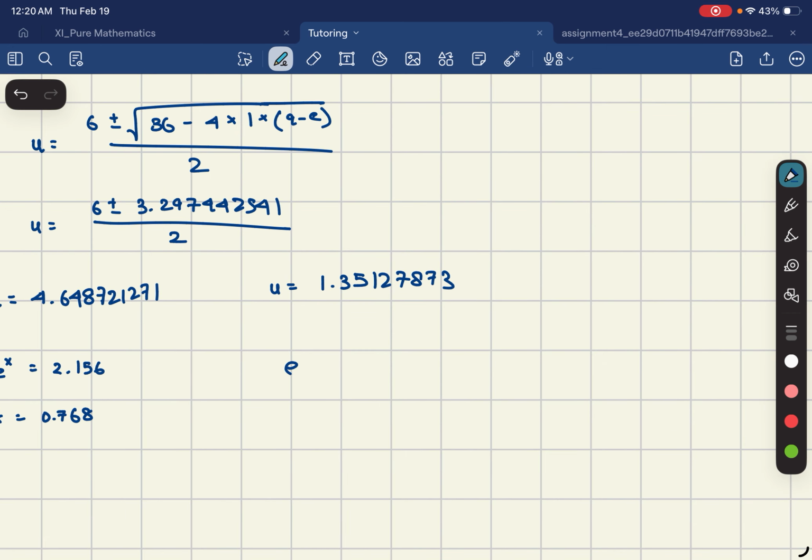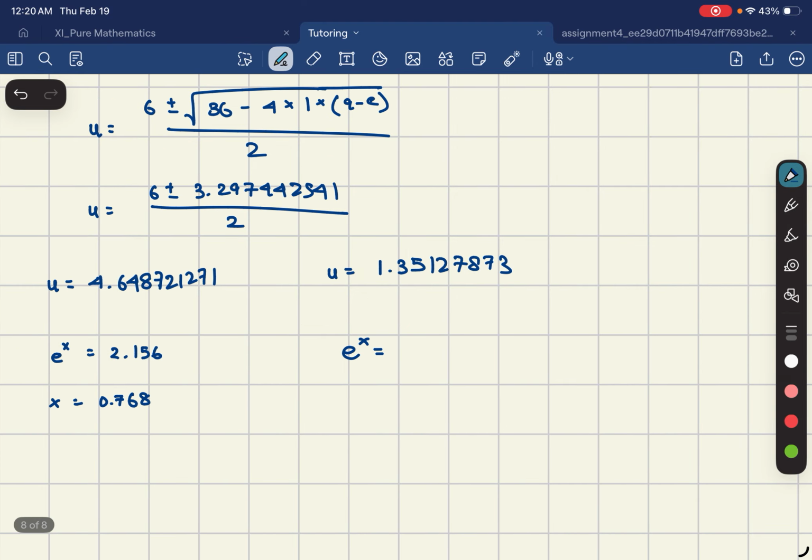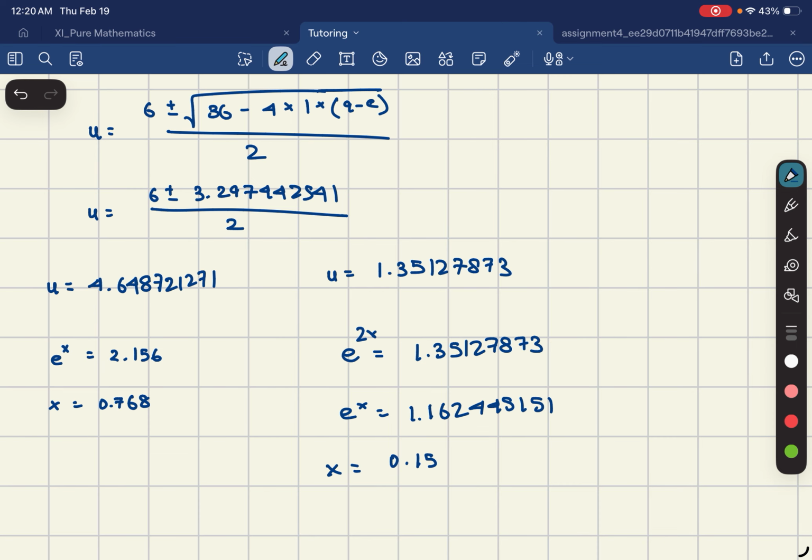And from this side, e to the power x, I get e to the power 2x is 1.35127873. So if I take the positive square root of both sides, I get 1.162445151. And when I take the natural log of both sides, I get 0.15052. So 0.151 to 3 significant figures.